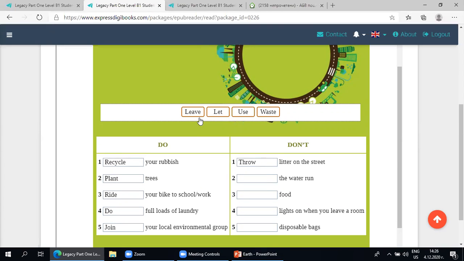Do not let the water run. Yes. Do not let the water run. Okay. Of course, we need to save the water as well. Next one. Yes, please. Waste food. Don't waste food. It's important. Okay, and the last two.